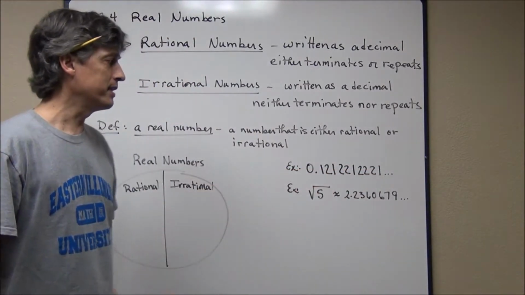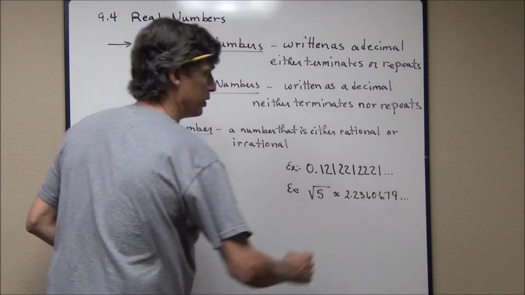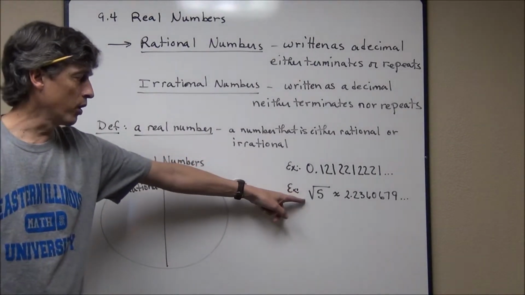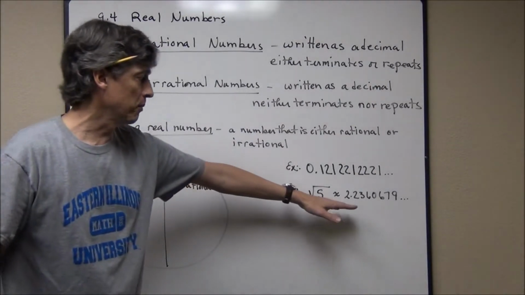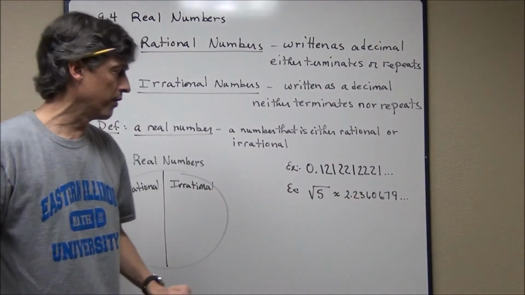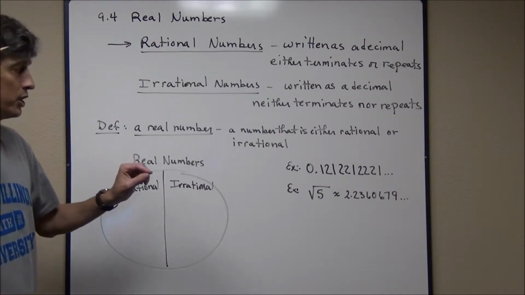There's a pattern, but it's not a repeating pattern. It's just that I add an extra 2 each time in between the 1s. This is considered an irrational number. The square root of 5 is considered an irrational number. I went ahead and punched it out on the calculator, and I put down several decimal places. But this would continue, it would go on forever and ever. That's why the 3 dots are there. But it does not repeat its values. 2.2360679 and so on. So a lot of these square roots that we'll be dealing with are irrational numbers also.